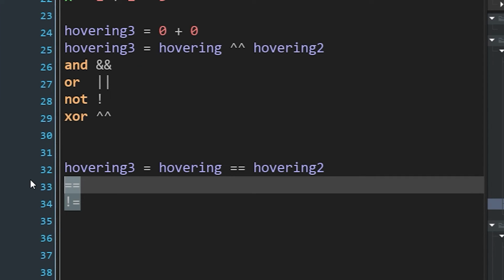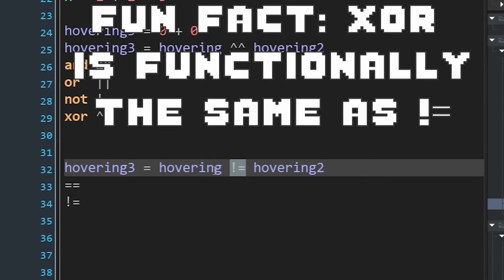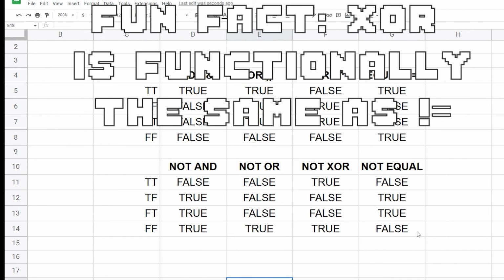Also, equivalence checking uses these bad boys. I don't believe they have fun little words to use, so you just have to deal with the symbols. Double equals just asks if they're the same. This little not equals asks if they're different. Surprise, surprise. Oh yeah, and about those truth tables, this is them.